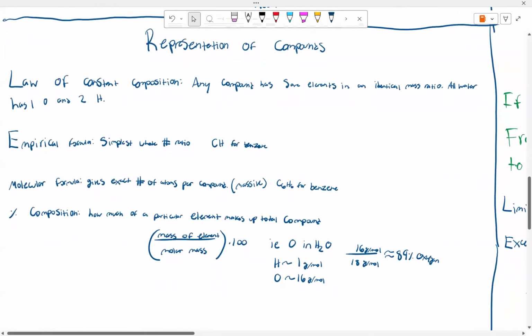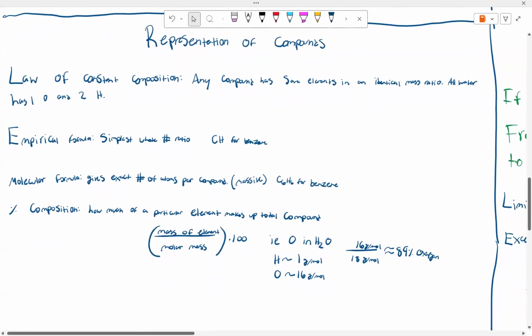Representation of compounds. We have the law of constant composition, so any compound has the same elements in an identical mass ratio. One water has 1 oxygen and 2 hydrogen atoms. It's essentially saying that if you have a molecule, you're not going to have some random wild card thing, like 2 oxygens in water, for example.